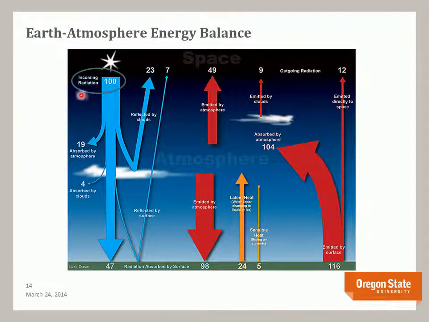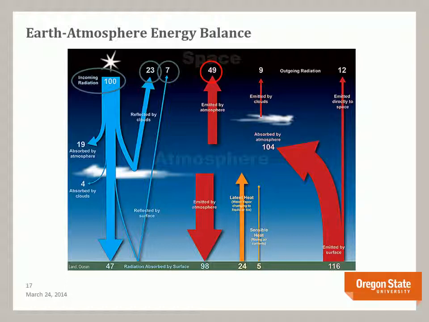The total incoming radiation is 100 units. This is balanced by 23 units of outgoing shortwave energy that never reaches the Earth's surface. This energy is reflected by clouds. 7 units are reflected from the Earth's surface. Note this is also shortwave radiation.